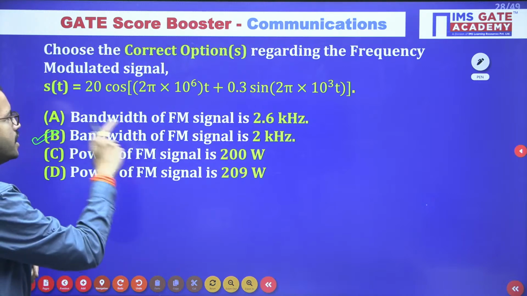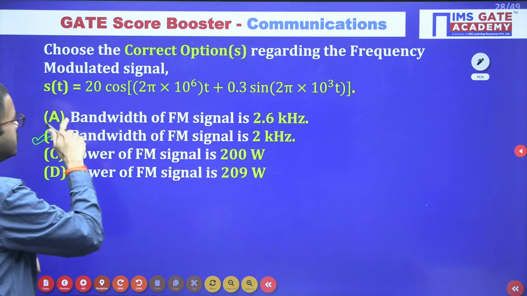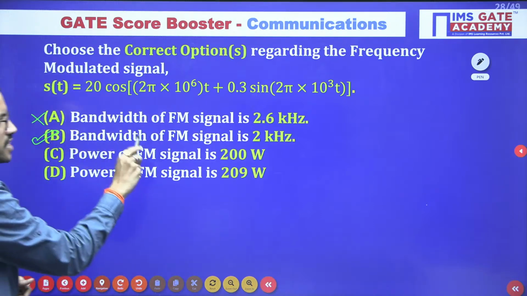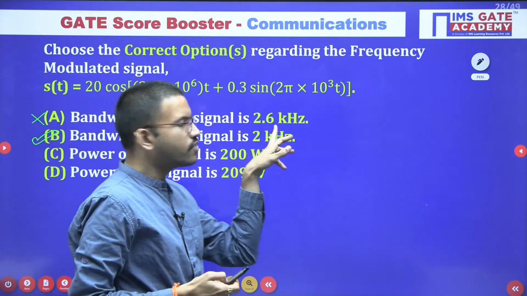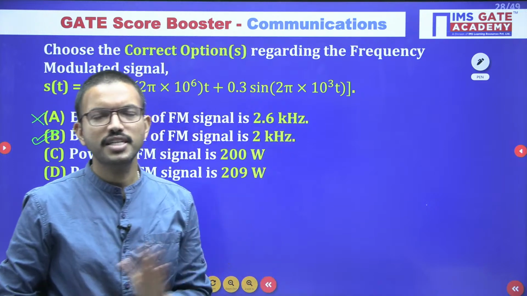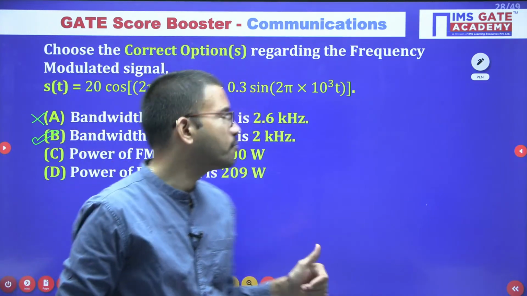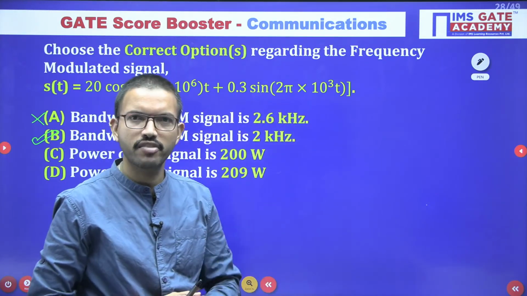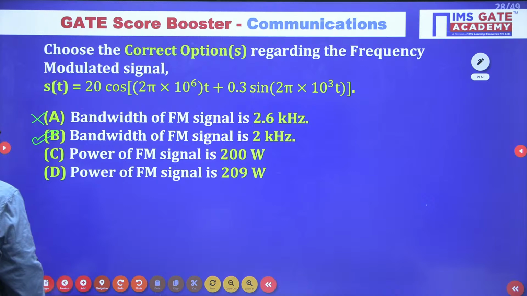That answer I have intentionally kept in option A, but option A is not correct. Option A can be correct, like that formula 2 times (beta plus 1) times fm, you can use provided the beta value is greater than 1. That model we already covered in the previous question, right?